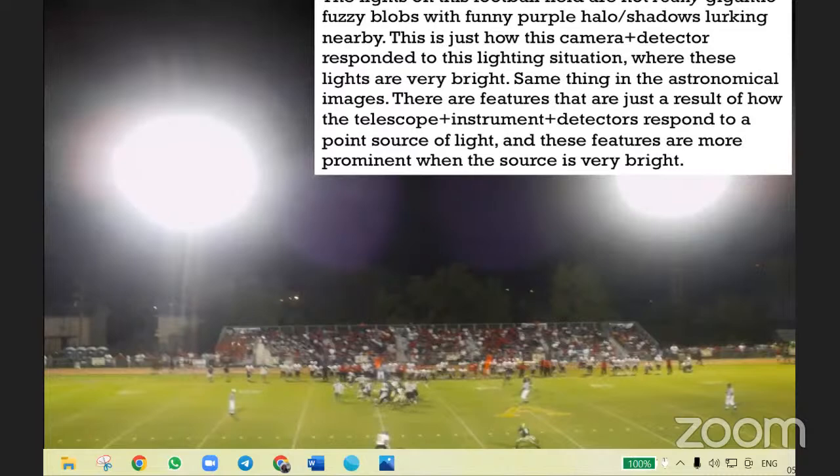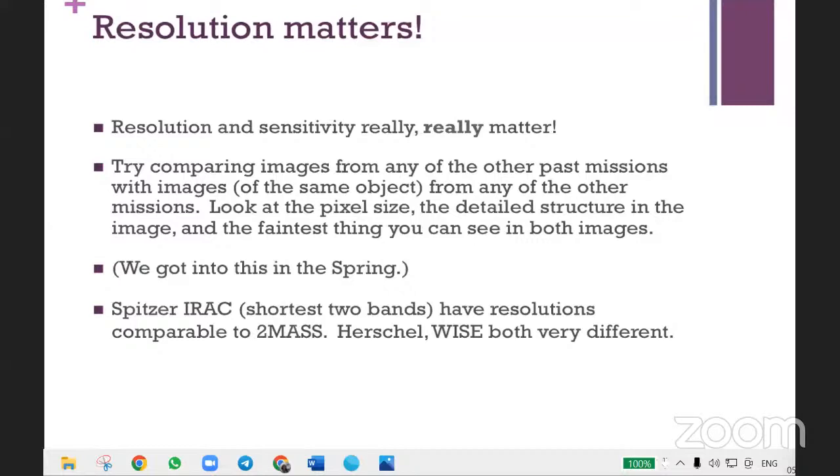There are also effects like that that you just have to get used to in astronomy. There's ways that the telescope and the detector respond to very, very bright lights. And so you have to get used to looking for those issues in addition to the resolution issues. So one of the things you could do is pick your favorite object and compare your image of your favorite object with all of these other wavelengths. And this kind of thing is what we did in the spring, where we were trying to pull together data for the same sources from many different wavelengths.